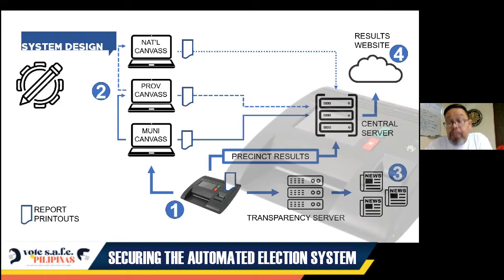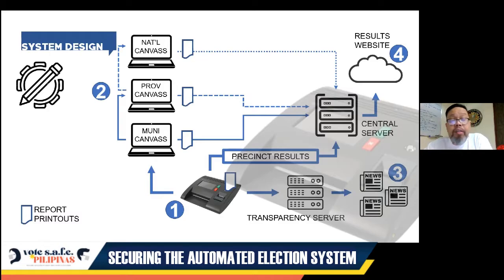The transparency server, on the other hand, if you remember, was one of the first three recipients of the data from the vote counting machine. The transparency server in turn feeds the news outlets that are hooked up to our transparency server. This allows the media to keep pace with the canvass, allowing them essentially to run their own unofficial tallies. The central server, on the other hand, becomes the central repository of all data, making the data easily accessible to whoever wants to check it under the proper circumstances, of course.